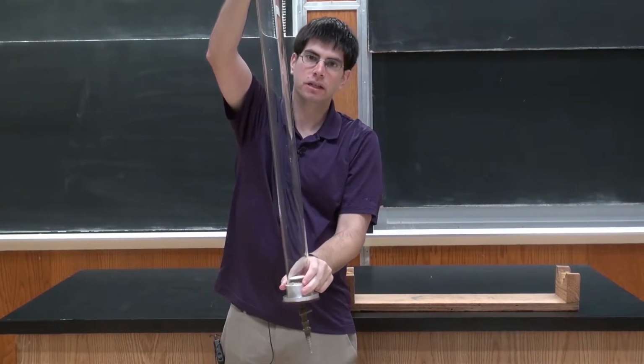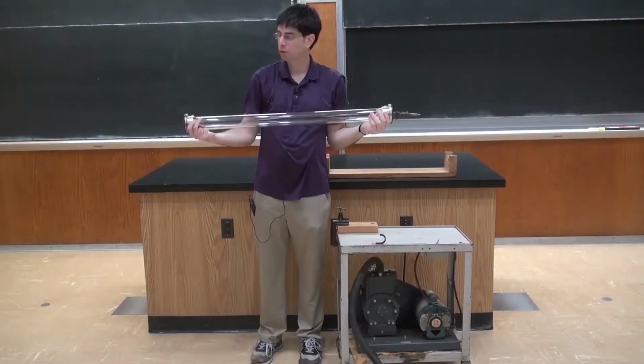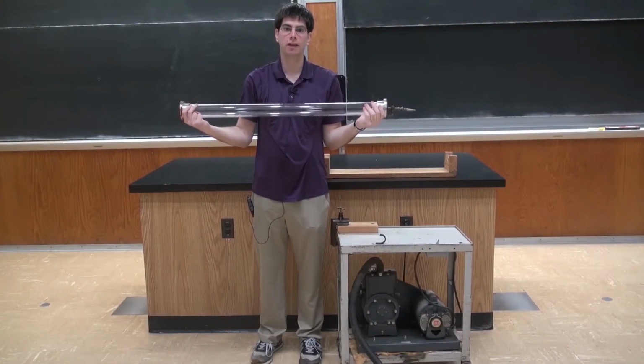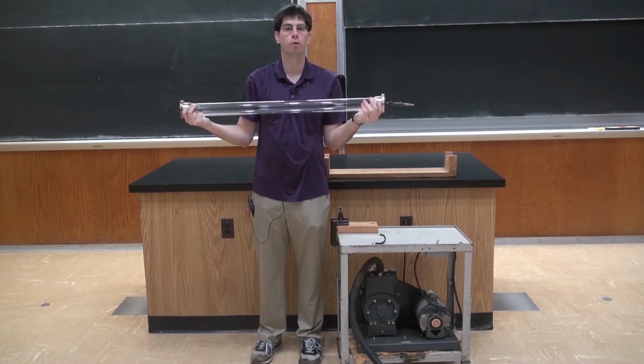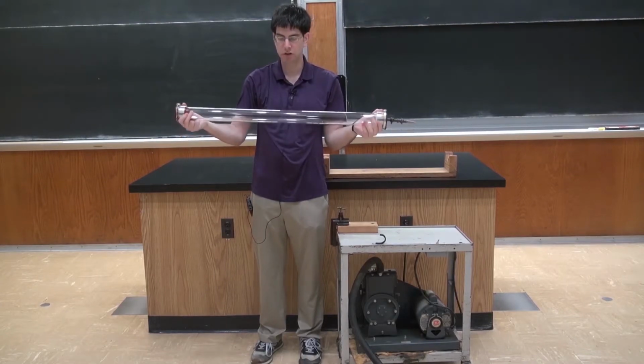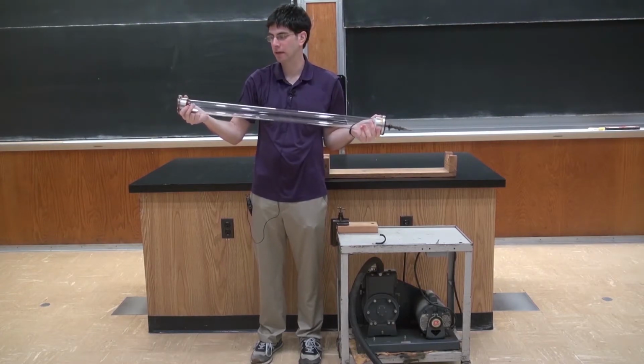So as you can see, now the objects fall at basically the same speed. Well, the reason for that is because we've created a vacuum in the tube, and the air resistance, which opposes the motion of the feather more than the motion of the disc, is no longer a factor, or no longer as much of a factor because we've created a vacuum inside the tube.